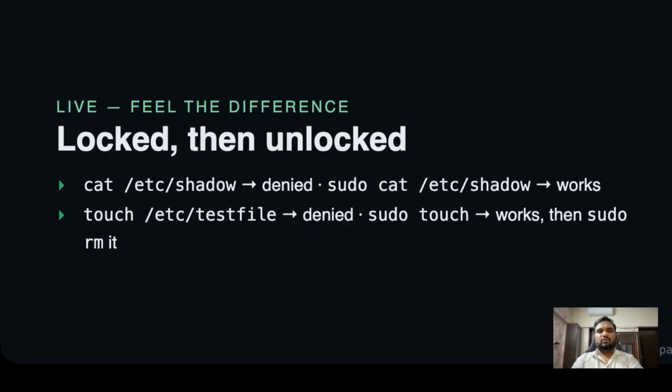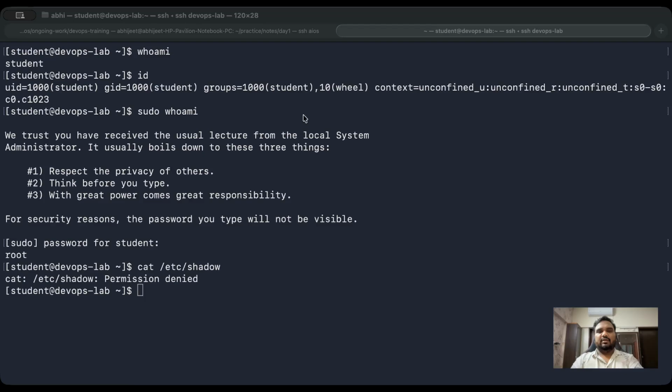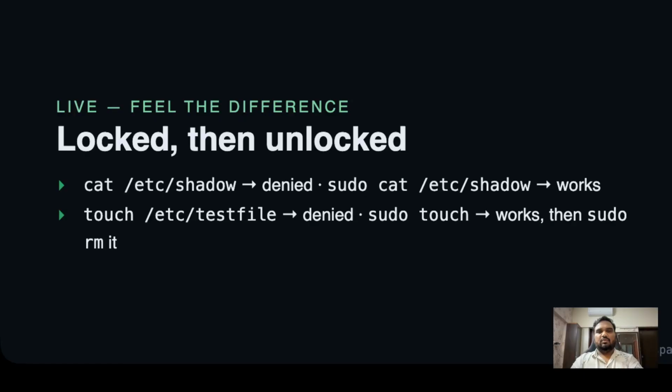cat /etc/shadow. This file stores passwords in hashes. Now let's try it with our normal user. We get a permission denied here. Now let's do sudo cat /etc/shadow, and notice I am using absolute paths here. So we see the user student and our password in hash. We'll go into what each field means later.